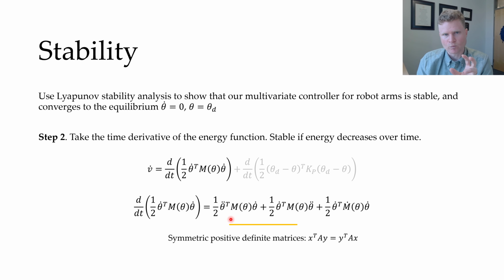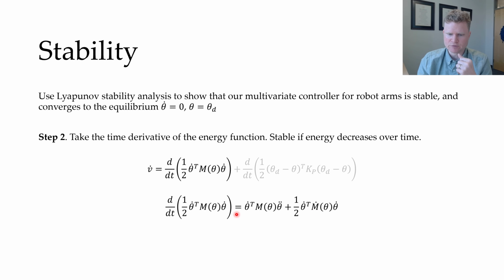And you might notice that we've got one equation that we can apply here, and that's that I've got this mass matrix, and that's a symmetric positive definite matrix, so I can use one of the properties of symmetric positive definite matrices. This is something like x transpose Ay is equal to y transpose Ax. And here's the same thing, right? This is theta double dot transpose M theta dot, and here I've got theta dot transpose M theta double dot. So I can actually just reverse the order of one of these to combine them, and so I'm left with what you see right here. So this is the time derivative of my first term, and now I want to repeat that process for the second term.